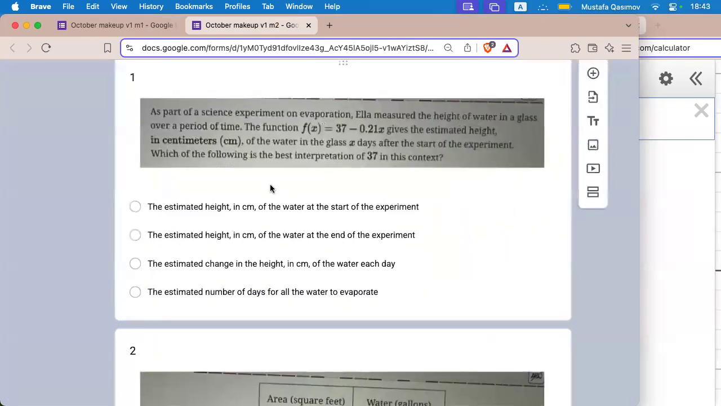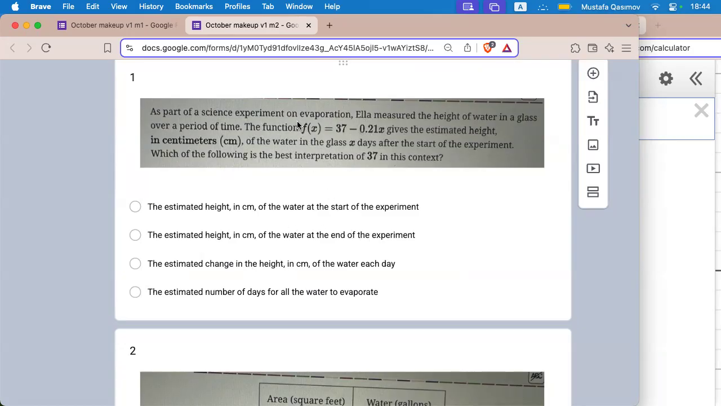Okay, let's look at model 2. Here we have an interpretation question. For interpretation questions, we need to just know the keywords. 37 is the y-intercept, which represents the initial value. Initial value means start, yes. Or it can be, for example, beginning, initial, starting, x is equal to 0, and etc. 0.21 is the slope, and it is when we have each. X is day, so it is each day. Since x is days, 0.21 should be each day. C.